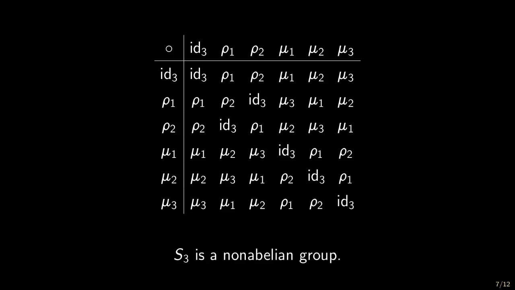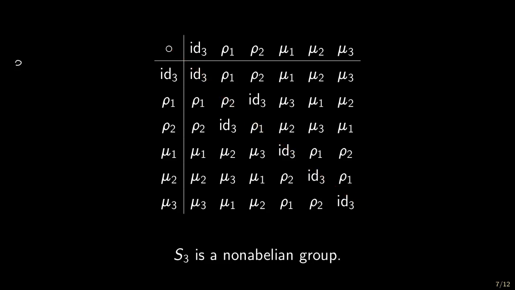Now, we have done the calculations before, and I produced this Cayley table for S sub 3. What are the things that we can notice in this table? First of all, the table is not symmetric about the main diagonal, meaning to say the group is not abelian.